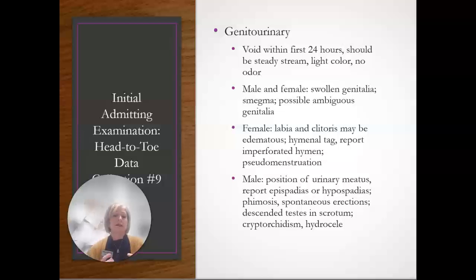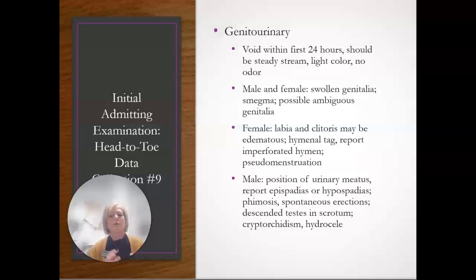In females, the labia and the clitoris might be very edematous. They might have a hymenal tag. Pseudomenstruation just means that sometimes parents get really upset with their little girls. It usually doesn't happen in the first 24 hours that we have them. They'll go home and have a little bit of bleeding from the vaginal canal. That's called pseudomenstruation, and it's normal, but it does scare our moms. So it's something we need to let little girl moms know, that they might have a little bit of bleeding from there, and that's normal.